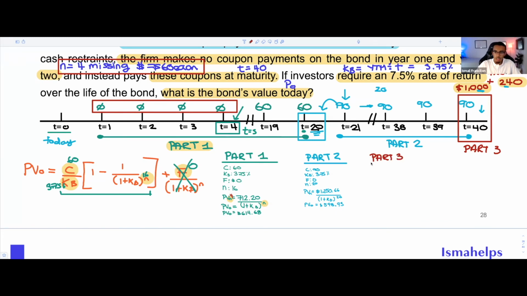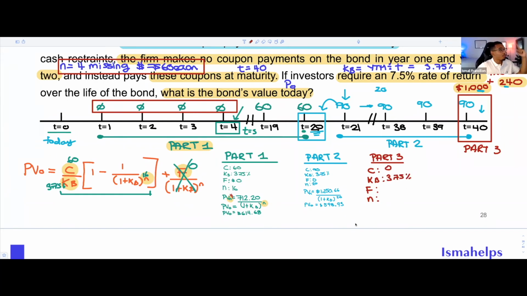So part 3. Part 3, this is a funny one. Let's go for it. Let's identify all of our stuff. So what is our coupon payment in part 3? Do we have a coupon payment in part 3? Is there a coupon payment here? Is there a C here? Waleed says 0. What is our coupon payment for part 3? There you go. Our KB is still 3.75%.